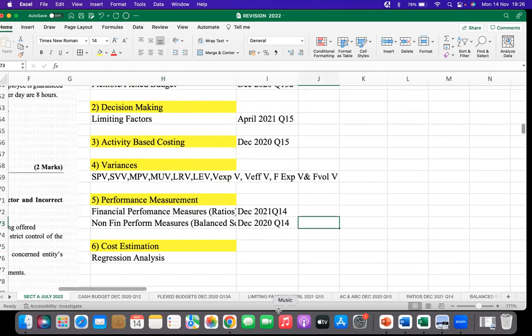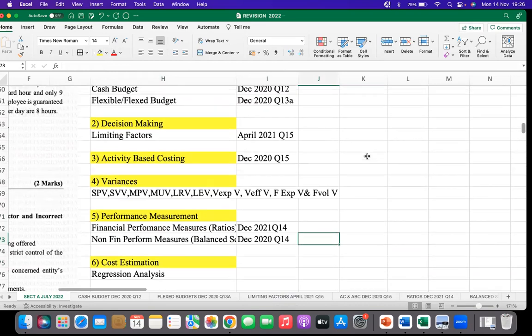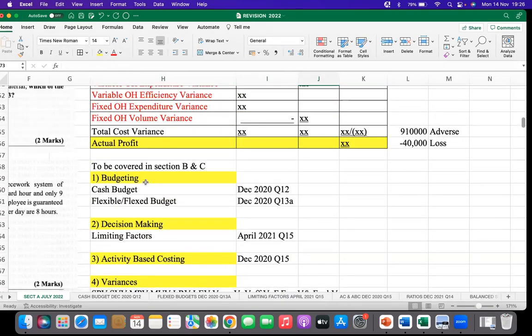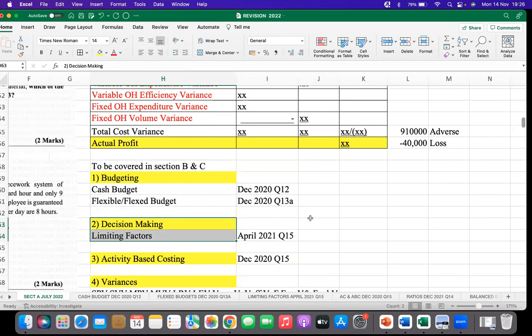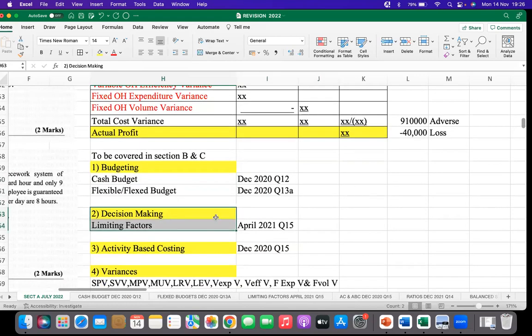So let's have our last break for 10 minutes. And then when we come back, we will continue until 9 p.m. We will start with budgeting and decision making, at least these two. No, we cannot finish the two. Maybe cash budget and flexible budget. If we finish very fast, we will go to limiting factors. If we don't, the next 4 hours.